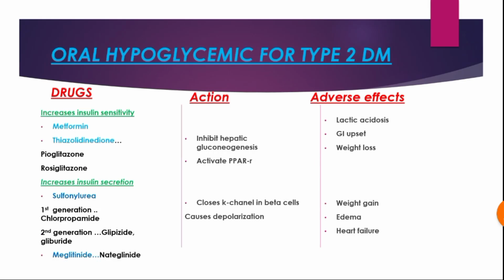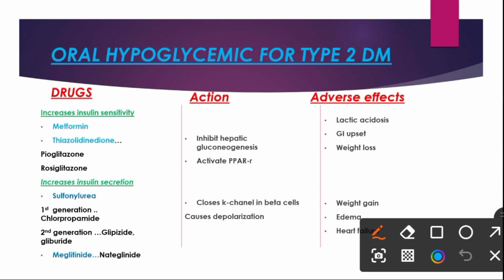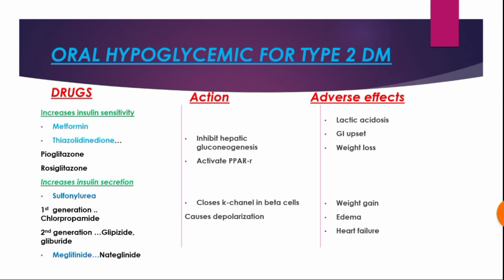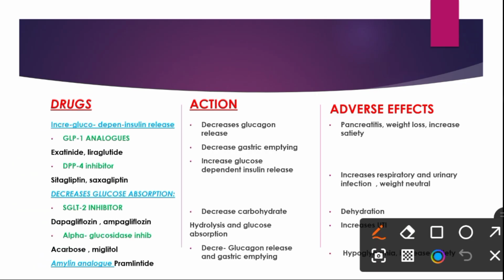So the oral hypoglycemic drugs include drugs that cause an increase in insulin sensitivity. They include metformin and thiazolidinediones, that include pioglitazone and rosiglitazone. Drugs that cause an increase in insulin secretion, that is sulfonylureas, in which there is first generation and second generation, and they also include the meglitinides, that is nateglinide. Third one is the drugs that cause an increase in glucose-dependent insulin release. They include GLP-1 analogs like exenatide, liraglutide, and the dipeptidyl peptidase 4 inhibitors, that is sitagliptin and saxagliptin.